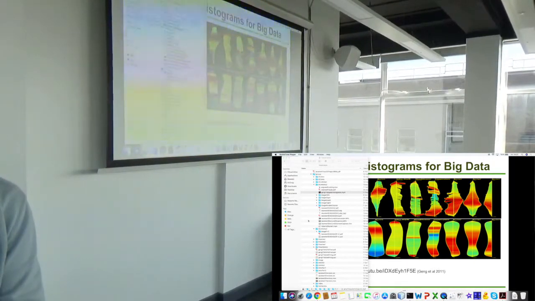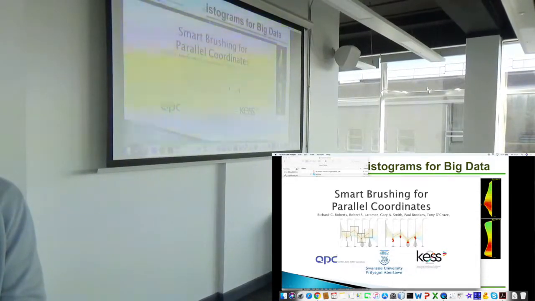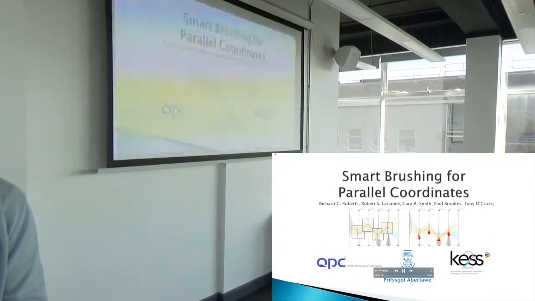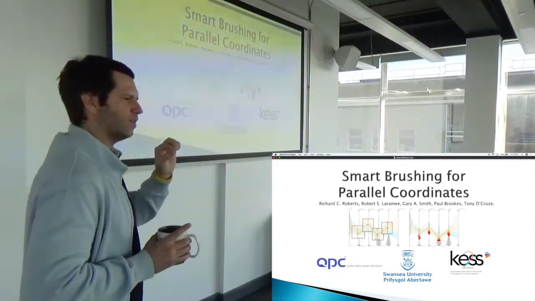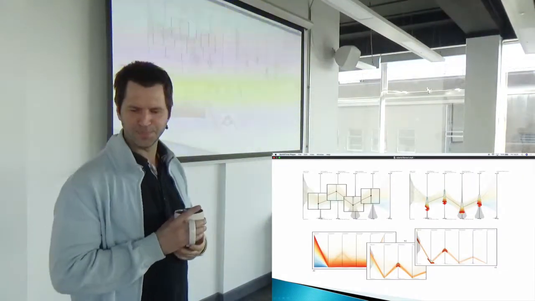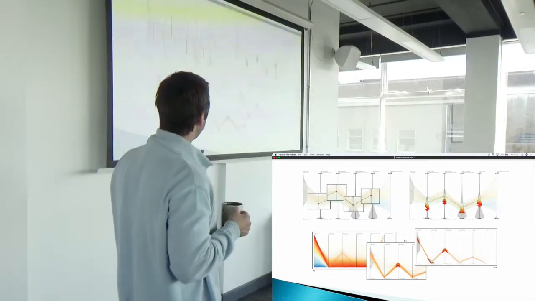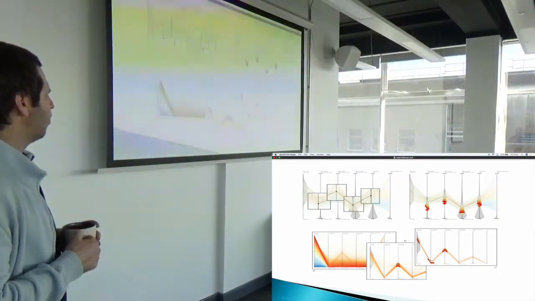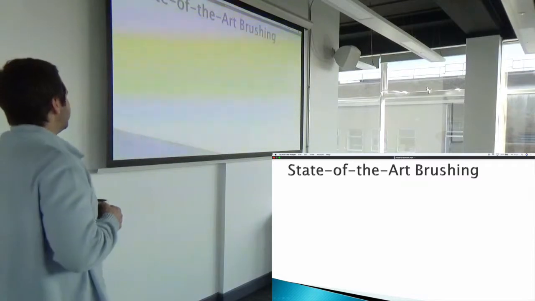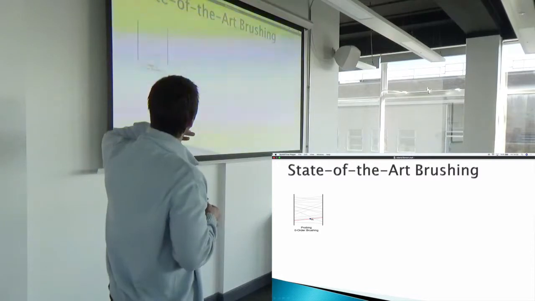Here is another one. This is showing different kinds of brushing techniques. Brushing means selection. So if you want to select subsets of your polylines in the parallel coordinates plot, these are some enhanced, let's say, more advanced ways of doing that, selecting subsets or brushing along the coordinate plots.